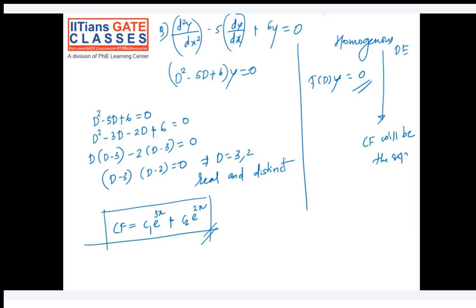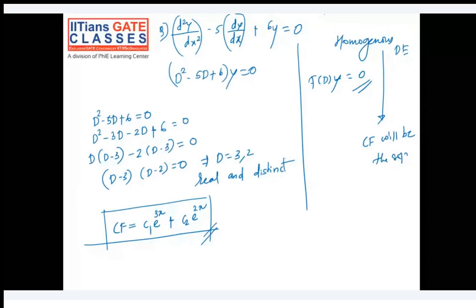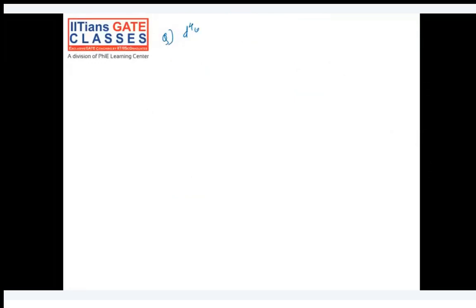So let me give you one question now and you try to solve it and tell me the answer. I'll give you 2 minutes of time. D4y by dx raised to the power 4 minus 81y equal to 0. Okay. Solve this question and tell me the answer. Okay, I'll wait for 2 minutes.